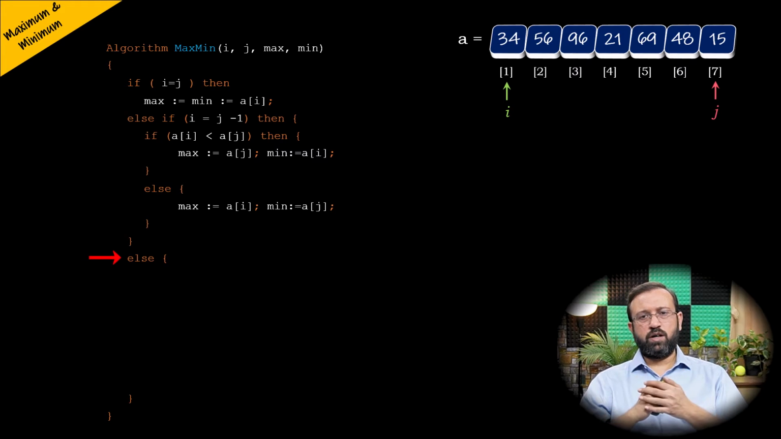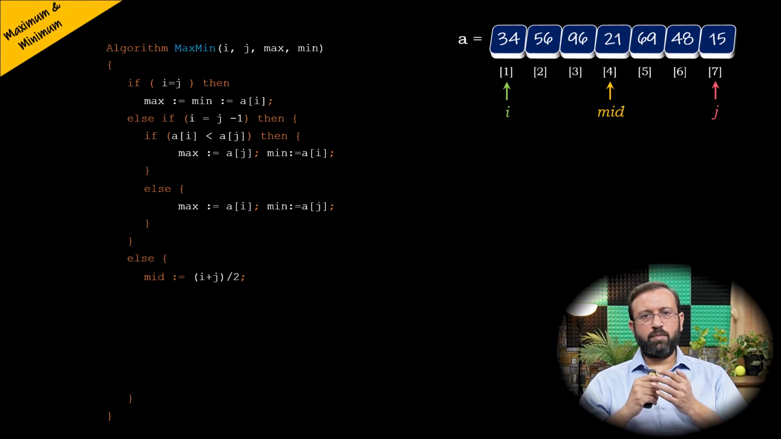Within the else block, according to the divide and conquer approach, if the problem is large, we have to divide the problem into smaller subproblems. So, we will divide the large array into two smaller subarrays. To do this, we will compute the mid index. That is, mid is equal to (left index plus right index) divided by 2.